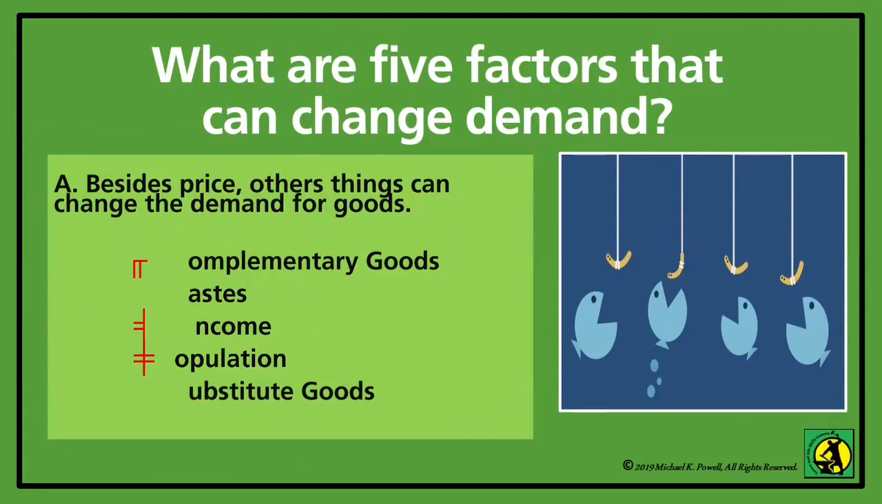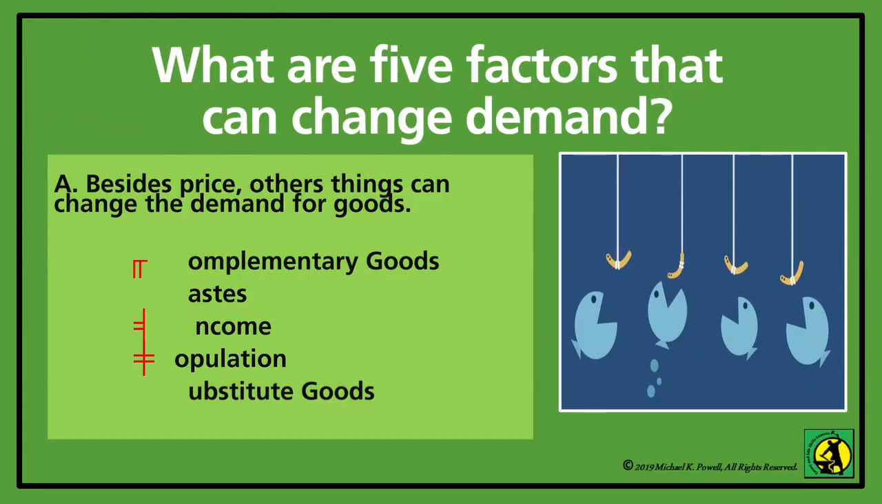So there are different things that affect the demand of a good or service other than price. So we saw before that price changes demand, but there are other things. As we can see in this list that has been a bit distorted, we've got complementary goods. So there should be a C in front of that. Complementary goods, so things that go together. So if I was buying a coffee, I would also buy milk. So they go together. Tastes is the next one.